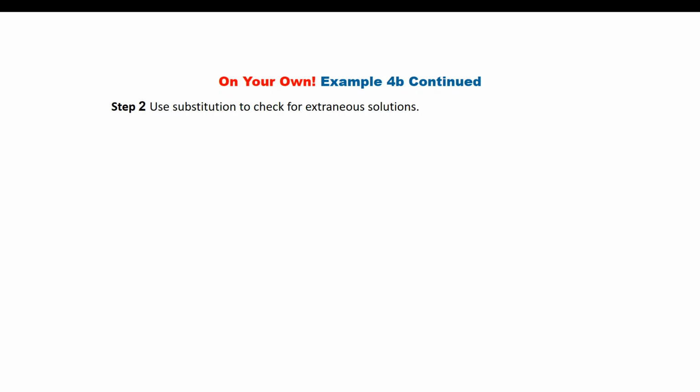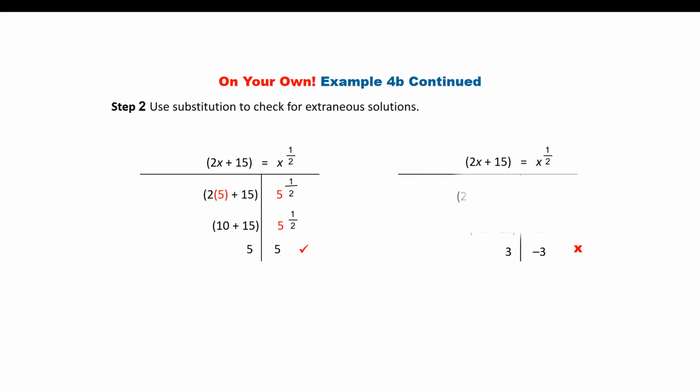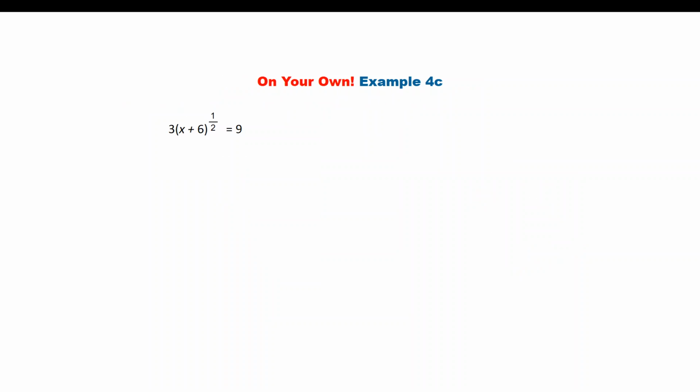Okay, and again, since we squared things, we want to use substitution to check for extraneous solutions. So substituting our 5, we see that 5 does equal 5. That's great. But when we substitute our -3, 3 does not equal -3. So that one is extraneous. So the only solution is x equals 5. All right, try this one on your own. Turn your video off and give it a try.